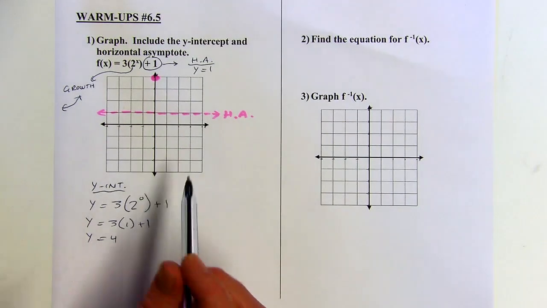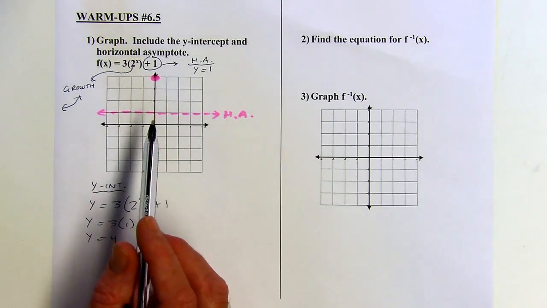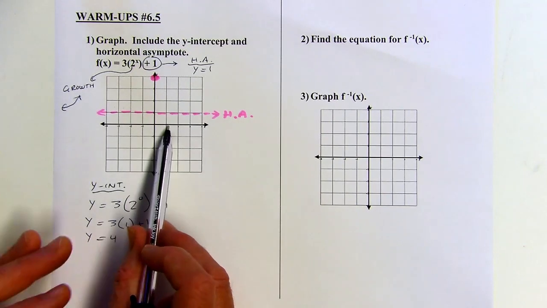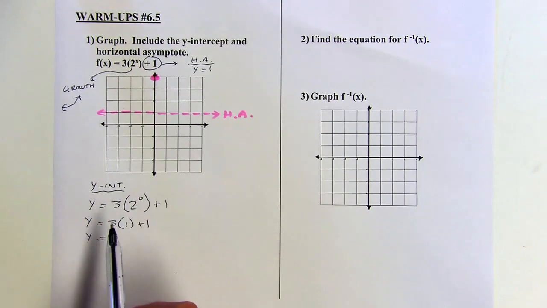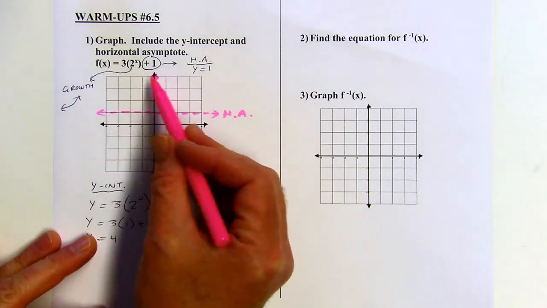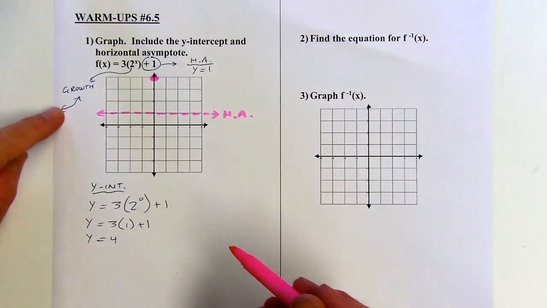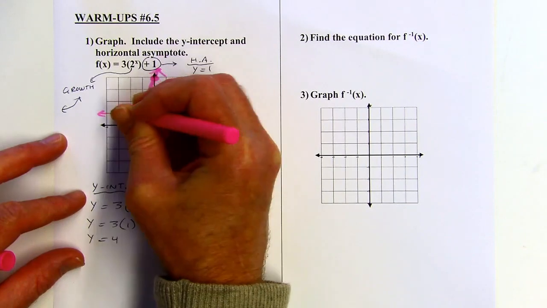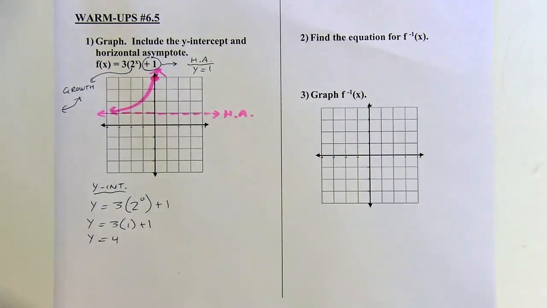You could find some other points if you wanted to, just by, say, plugging in -1 for x, or plugging in 1 or 2 for x, or whatever. But I'm just going to go based on the information that I've already graphed, and I know the basic shape. So it's going to go something like that. And there we go.